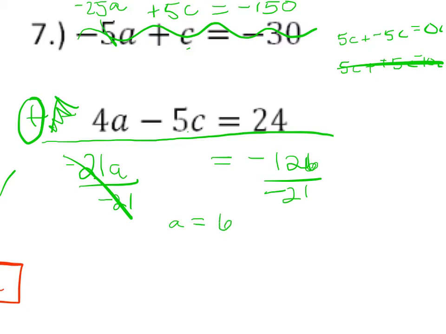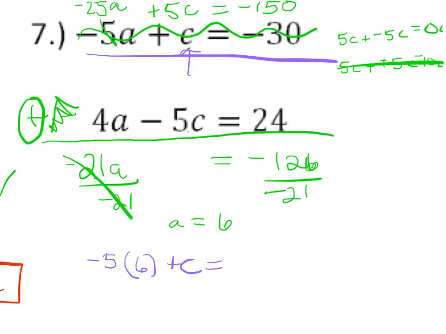Cool. Now, last step, I got to plug it back in to find out what C equaled. So I'm going to use my original one because I see that C is almost all the way alone. And I would have negative 5 times the A value, which is 6, plus C equals negative 30. Well, that gives me negative 30 plus C equals negative 30.